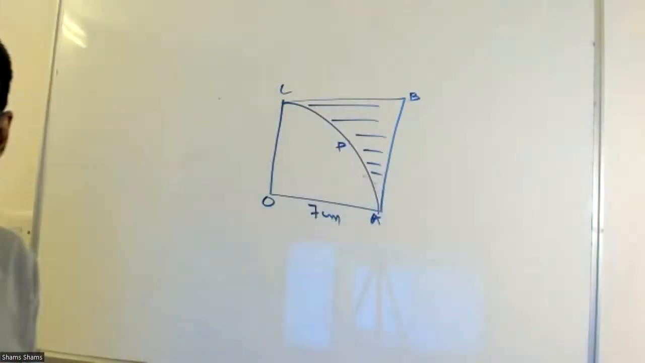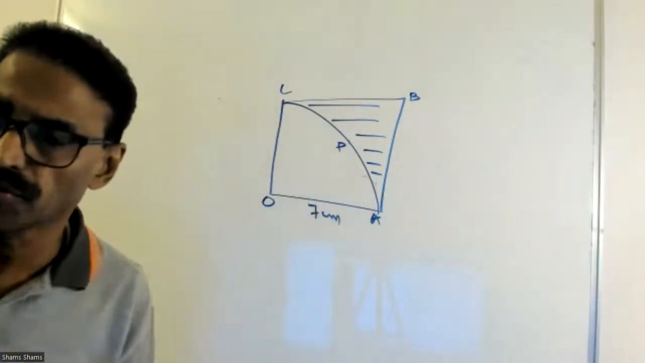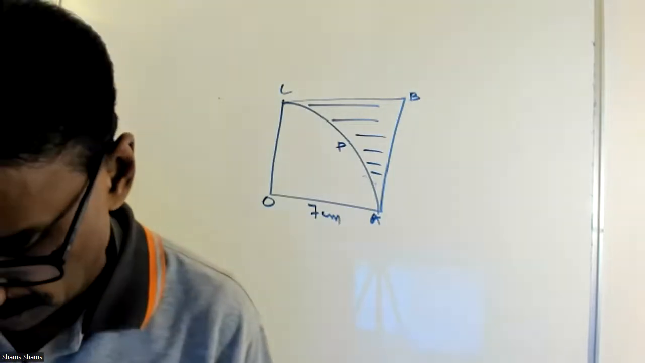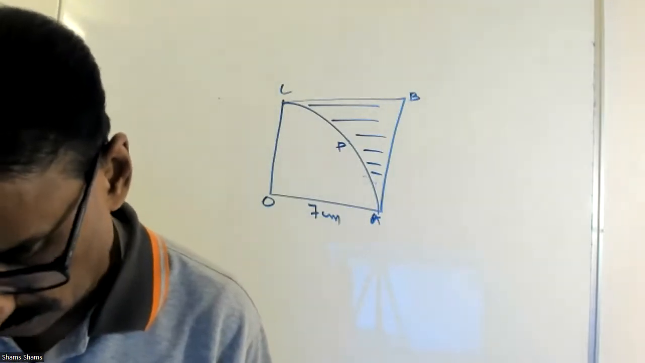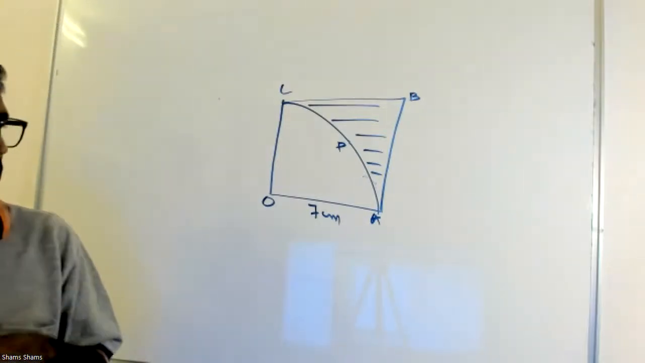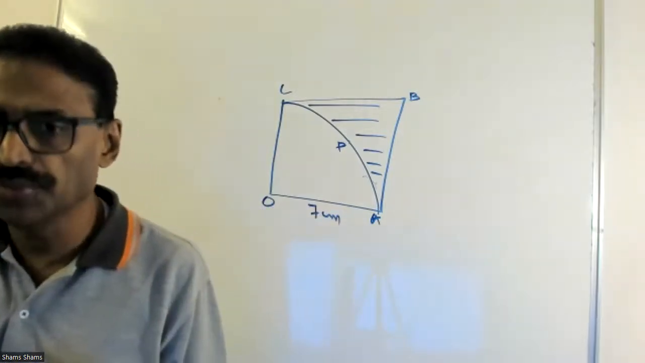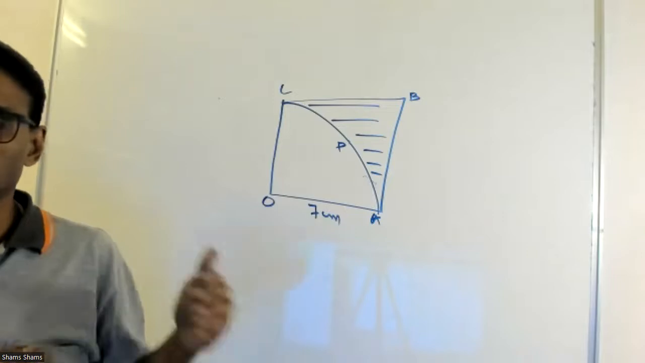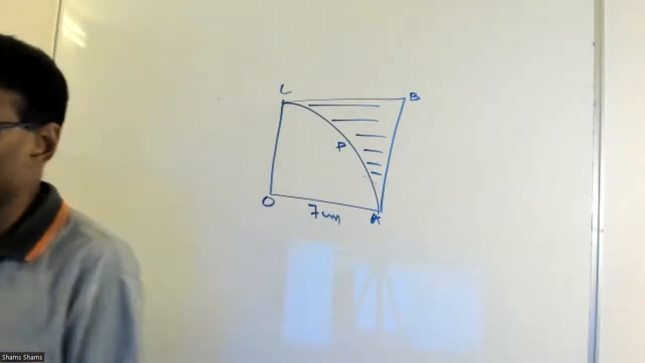You find the area of the square. Area of the square minus quarter circle. Quarter circle formula, what? 1 by 4 pi r square. Do it now. Shaded area equals area of the square minus area of the quarter circle. Square formula, a square. Quarter circle, 1 by 4 pi r square. Okay, do it.